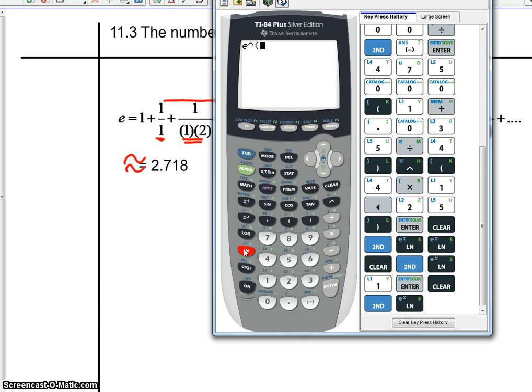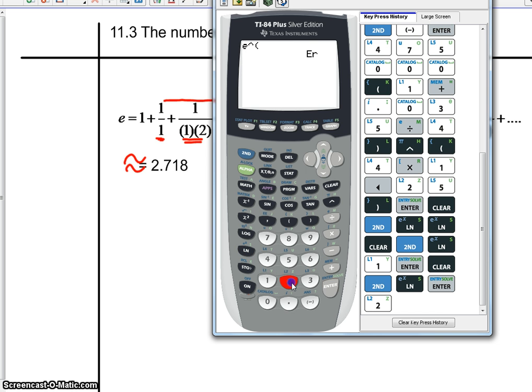It's asking you to put some value in when it has parentheses. If I just hit enter, it's going to give me an error. So anytime there's those parentheses, you have to put something in there. If we put in 1, because e to the first is just e, there's your 2.718, and so on.